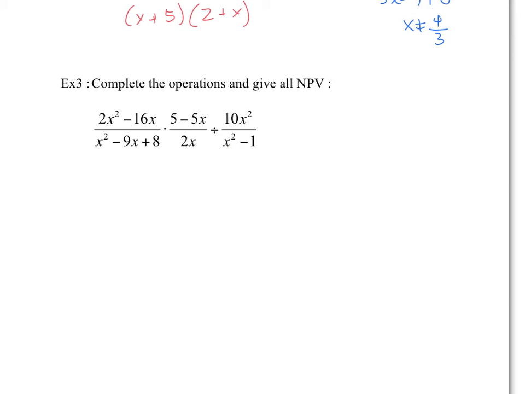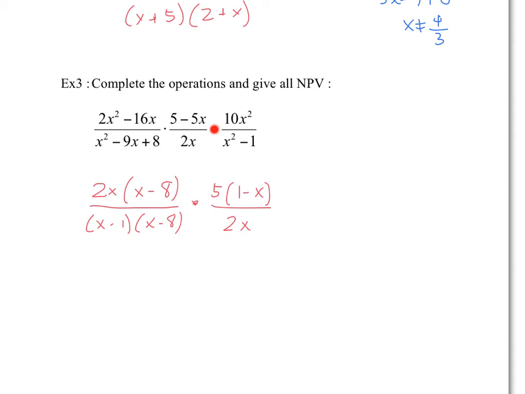And what we're going to do is factor everything out and get rid of all the common factors. So on the numerator here we have a common factor of 2x, and we have x minus 8. On the denominator we have a trinomial: two numbers that multiply to 8 and add to -9, which would be x minus 8 and x minus 1. Times, and here we have a common factor of 5, so we have 5 times 1 minus x. On the denominator, we have 2 times x.